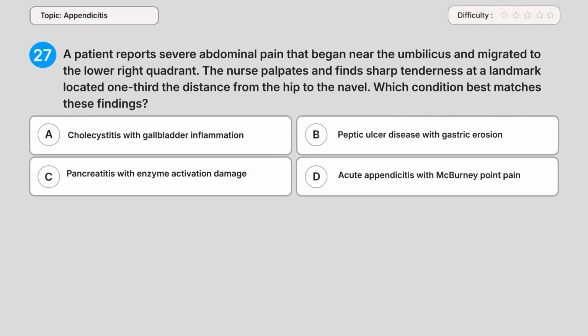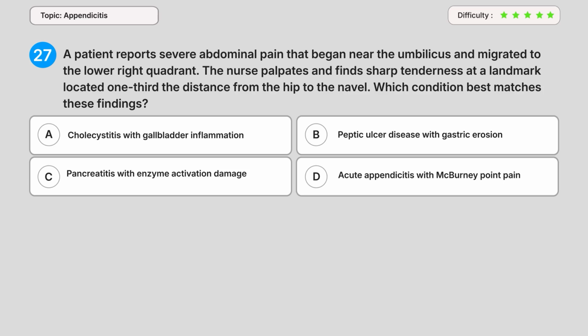27. A patient reports severe abdominal pain that began near the umbilicus and migrated to the lower right quadrant. The nurse palpates and finds sharp tenderness at a landmark located 1/3 the distance from the hip to the navel. Which condition best matches these findings?